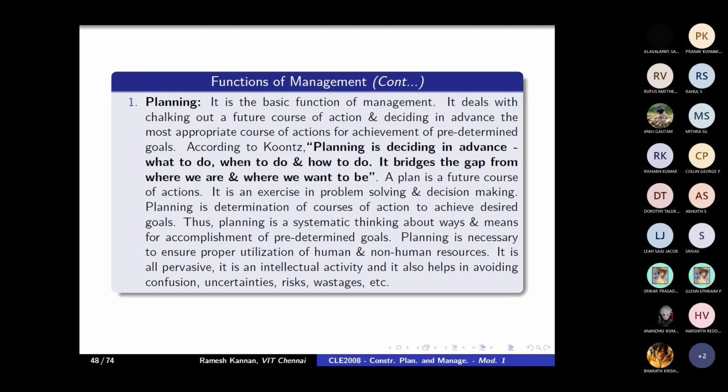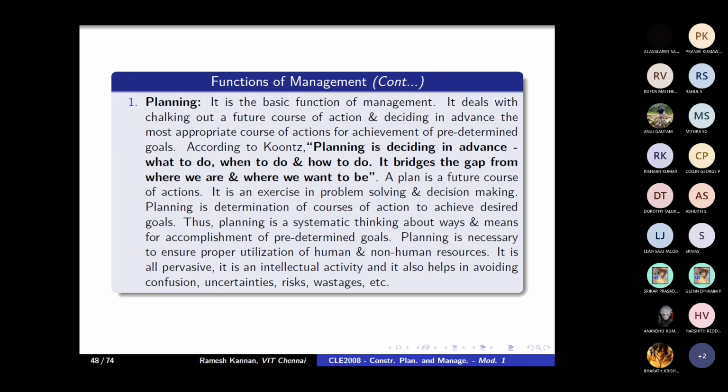In construction, we call that the pre-construction phase. The pre-construction phase looks into various options, like whether we go for precast concrete or cast in situ, or whether it is really required to go with a steel composite section, or we can go with only an RCC structure. Those decisions are called planning. That is deciding in advance what to do, when to do and how to do. How you execute is also considered a part of planning rather than other things.